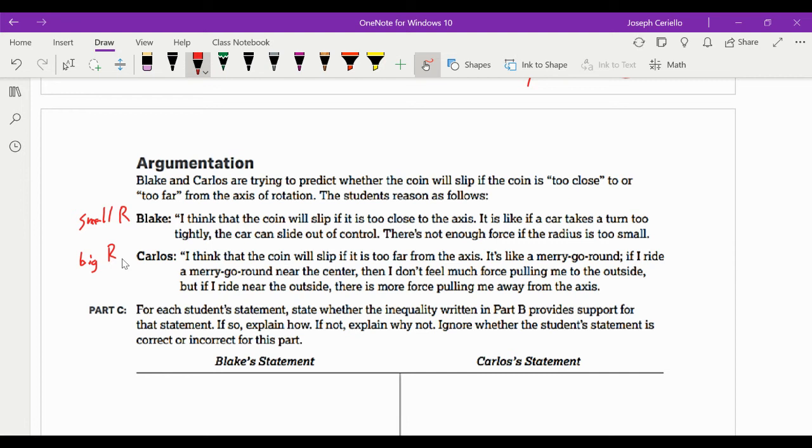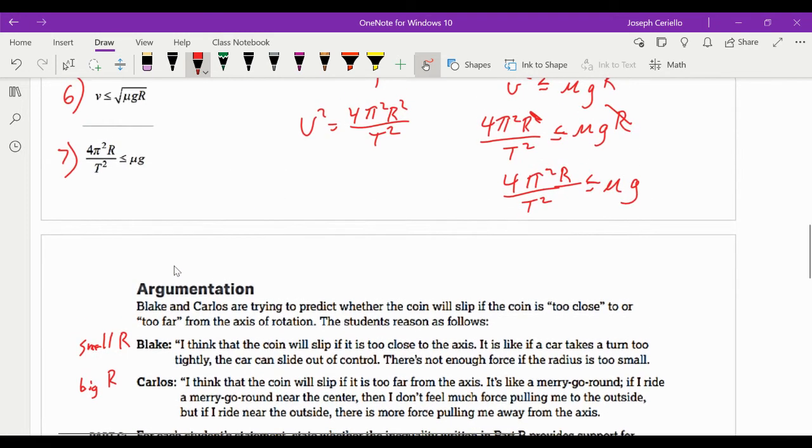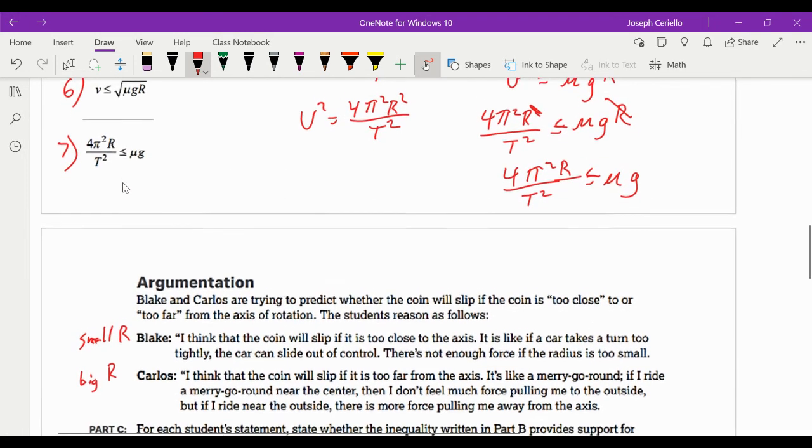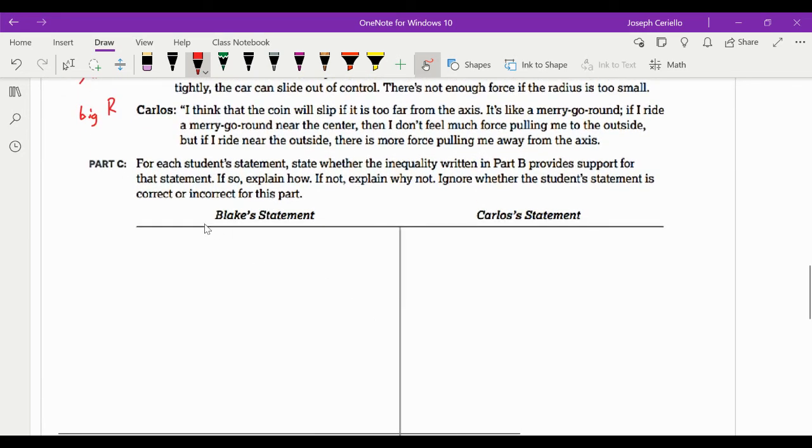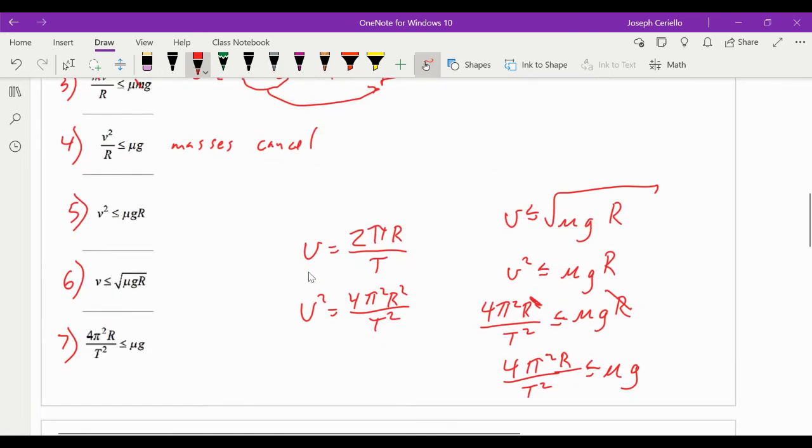For each student statement, state whether the equality written for B provides support for the statement. If so, explain how. If not, explain why not. Ignore whether the student's statement is correct or incorrect for this part. So we're really just looking at R. So let's write down the inequality here. 4 pi squared R over T squared. I think I got that right. Yes.